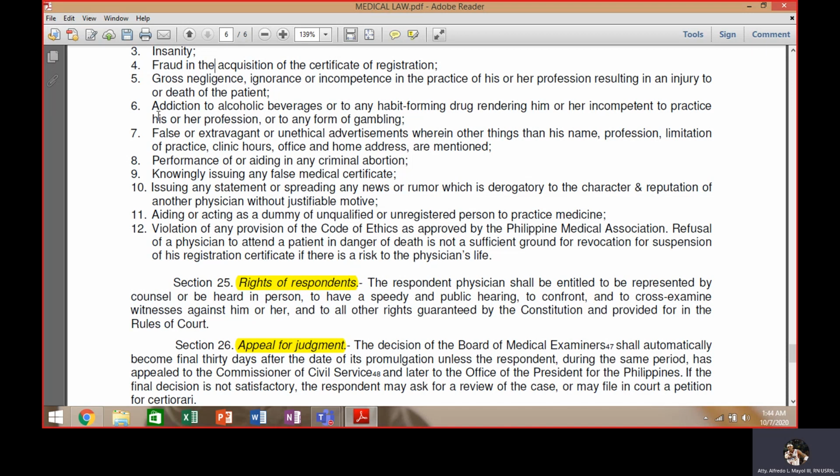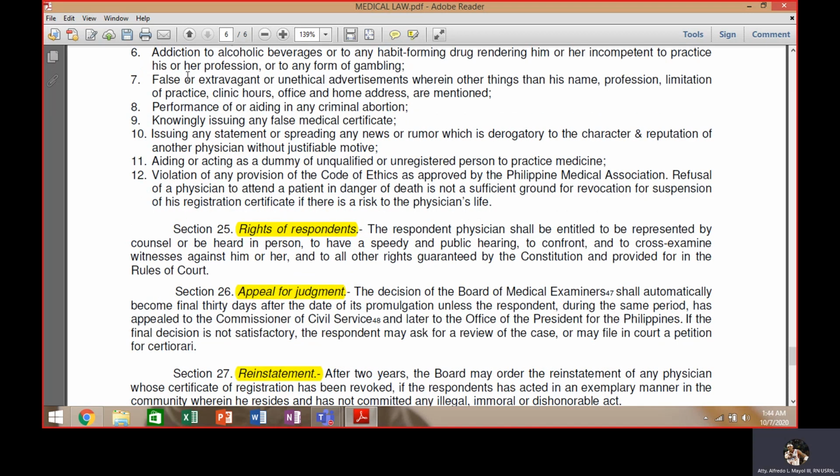Sixth, addiction to alcoholic beverages or to any habit-forming drug, rendering him or her incompetent to practice his or her profession, or to any form of gambling. Okay? So if you are a doctor and you are into alcohol and gambling, then your license can be revoked. Seventh, false or extravagant or unethical advertisement wherein other things than his name, profession, limitation of practice, clinic hours, office, and home address are mentioned. Okay? For example, the doctor will say, I am the best doctor in the world. So that's an unethical advertisement of self.